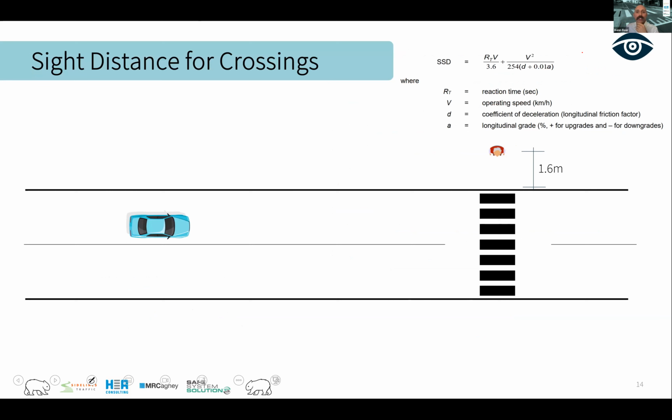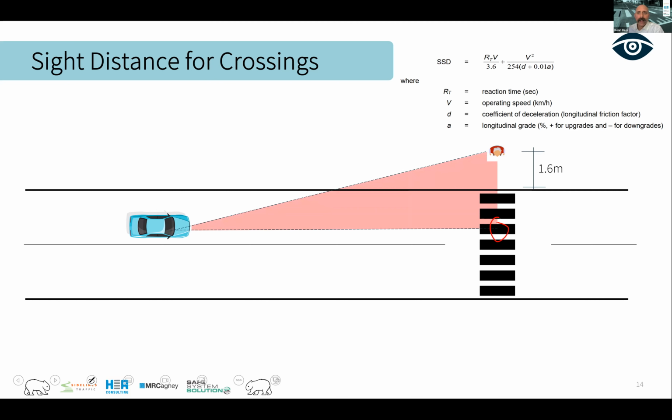I've got some diagrams here. We've got a pedestrian crossing, 1.6 meter setback. This is not a raised crossing. This is just an at-grade pedestrian priority, like a zebra crossing. We need that driver to be able to see that pedestrian and react and brake and come to a stop before that conflict point.